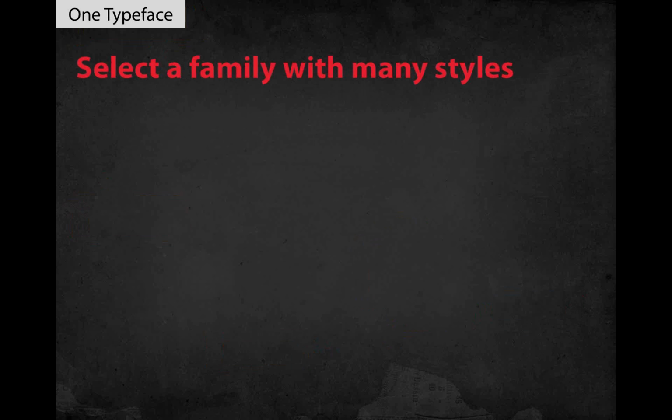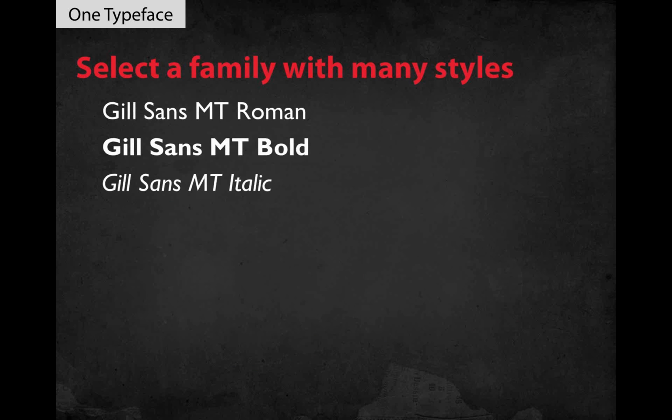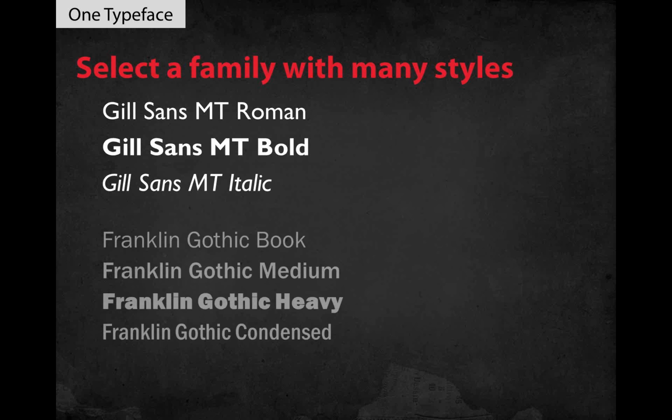So if you're choosing one typeface for an entire course, you can select a family with many styles. For example, Gilson, look at all the styles it has: Roman, bold, and italic. A lot of the free or cheap fonts that you get will only have Roman. And look at Franklin Gothic. It's got book, medium, heavy, and condensed. So you can do fine, and I often do this. I just use one typeface for an entire course. Now if I'm showing somebody writing on a bulletin board, or writing on a whiteboard, maybe I'll put in a handwriting font.